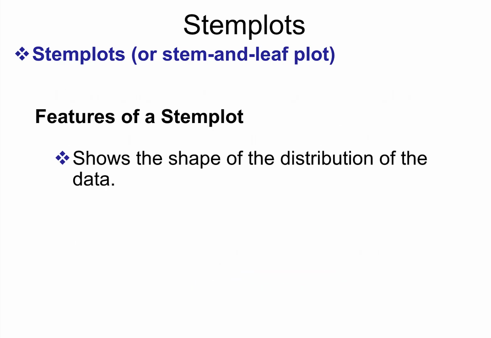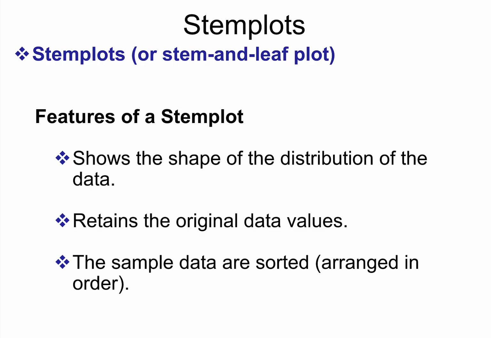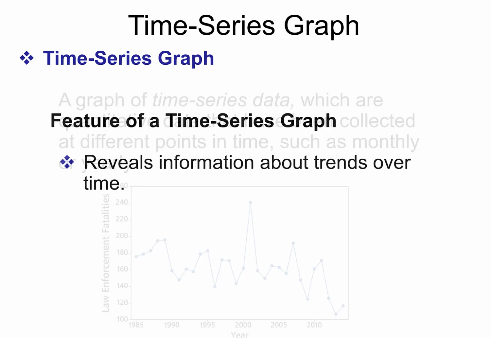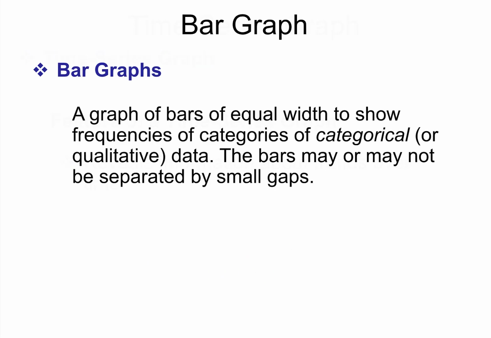Features of a stem plot: again, it shows the shape of the distribution and also retains the original values, and also the data are sorted, arranged in order. A time series is where we have quantitative data that have been collected at different points in time, like over months or years, and we plot along the x-axis the time variable, and we can see patterns perhaps that we wouldn't see in the data if we just did a histogram or a stem and leaf or a dot plot. Features of the time series: it reveals information about trends over time.